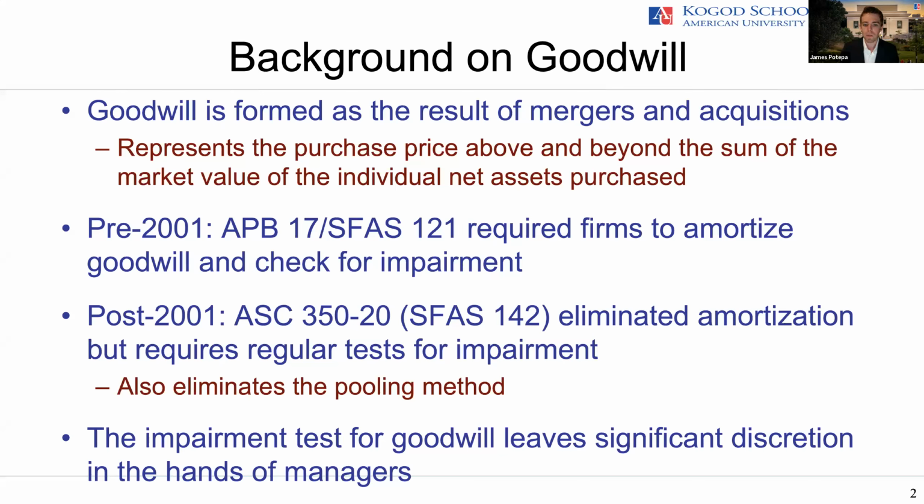Finally, the impairment test for goodwill does leave significant discretion in the hands of managers. So a lot of it is going to rely on certain estimates and assumptions. And so this is a little bit of a criticism of what's going on in terms of goodwill. It's because managers necessarily have a lot of input here, and there's a chance that they use their discretion opportunistically.